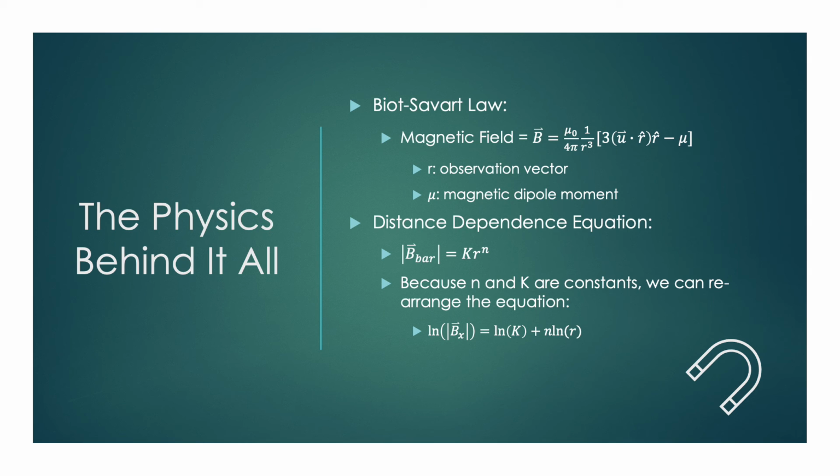The primary physics concept behind this lab is the Biot-Savart law, which expresses magnetic field. We can utilize the on and off axis forms of this equation in order to find the magnetic fields of a bar magnet at various locations. We also utilize the distance-dependent equation. Because n and k are constants, we can rearrange this equation to a logarithmic form as shown.